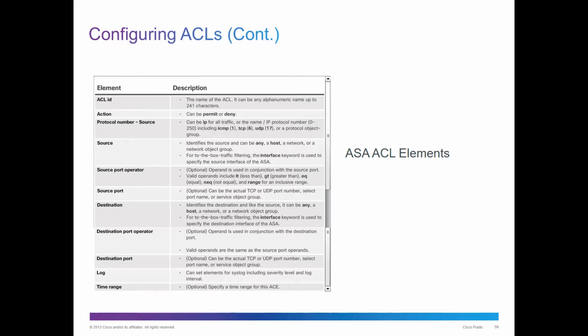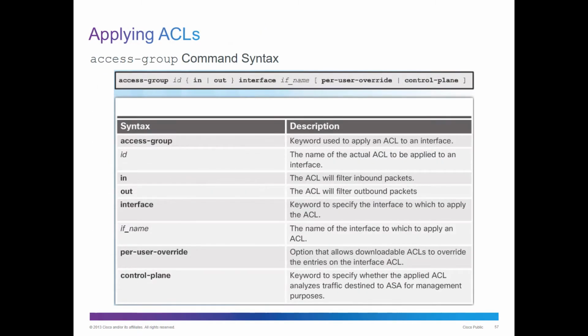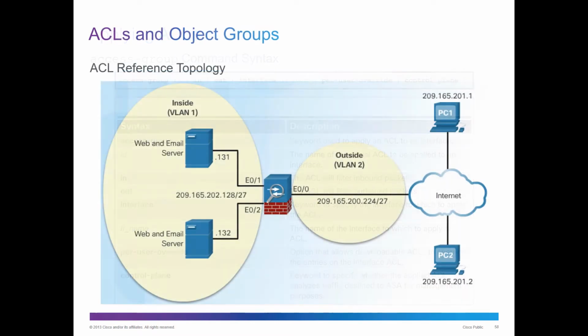Once you create the ACL, you have to apply it to an interface. That's an access group. Access group ID. How are you going to apply it, in or out of the interface? The interface name, per user override, and if there's a control plane involved. You can have per user overrides that can ignore the ACL if applied.